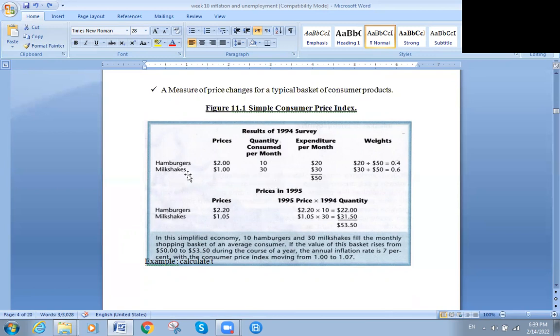In 1995, the same things. The hamburger became $2.20 and the milkshake became $1.05. So if I say, as an example, that I bought the same amounts, 10 and 30, so for the 10 hamburgers, it will cost me $22. And for the 30 milkshakes, which I bought for $30, it will cost me $31.50. So instead of paying $50 like I paid in 1994, here I paid $53.50. This we call the price index.